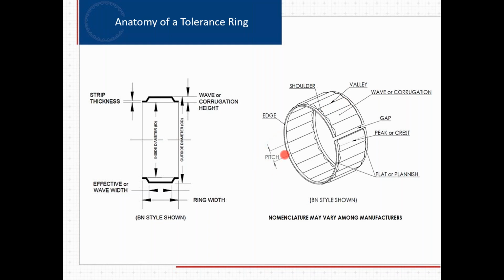We have the pitch, and that is the distance from valley to valley or peak to peak of the waves. It's the wave spacing on the circumference. Then we have the flat or the planish, and that's the flat part on either side of the shoulder of the tolerance ring.